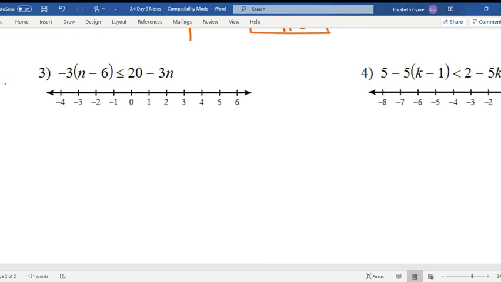So, number 3, what do we need to do first? Distribute.